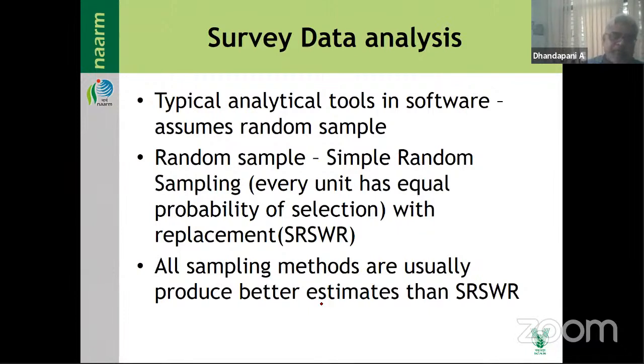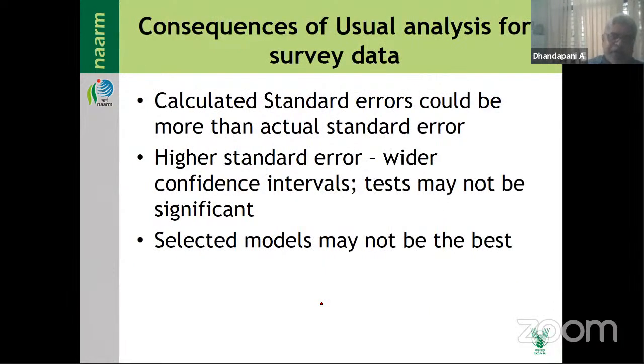All your other sampling methods usually provide better estimates than simple random sampling with replacement. So all the standard errors could be more than the actual standard error. That means you will have wider confidence intervals, and the tests will show you non-significant results. So the selected models again may not be the best.